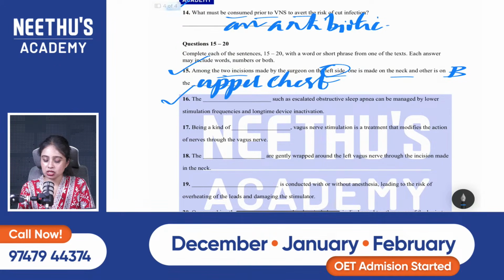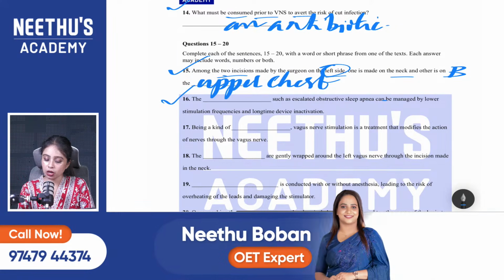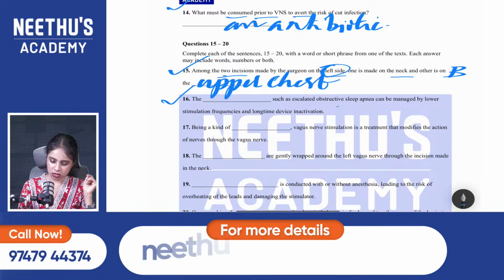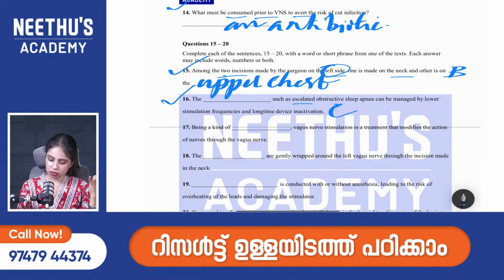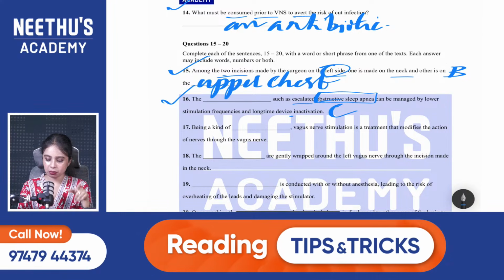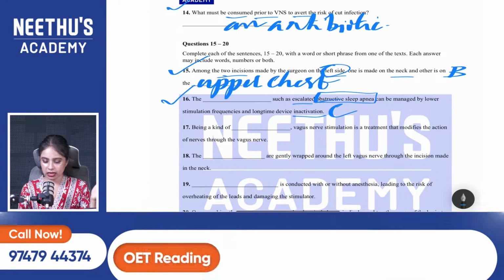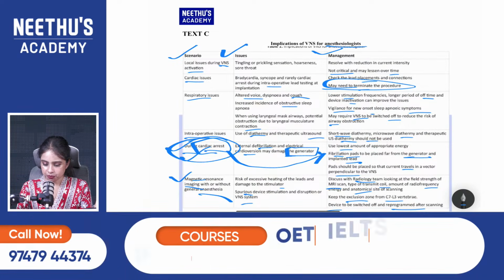The 16th one: the dash, such as escalated obstructive sleep apnea, can be managed by lower stimulation frequencies and long-time device inactivation. I am very sure that this answer will be from C, from the table. Escalated means elevated, increased. Sleep apnea, obstructive sleep apnea. Long-time device inactivation. So inactivation. Yeah. So what is the right answer? The dash such as obstructive sleep apnea. I think from here.